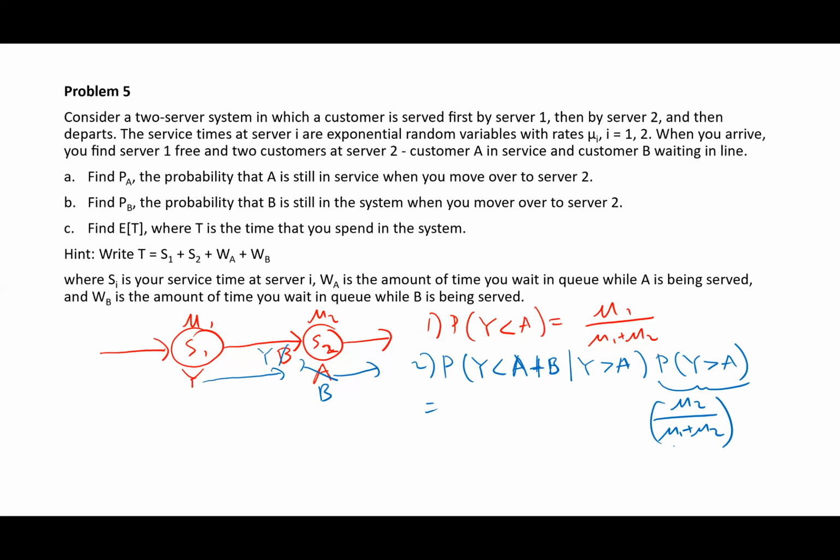So this is the probability that A finishes before me, Y. Given that happens, what's the probability that I finish before B? That's simply mu1 over mu1 plus mu2, right?